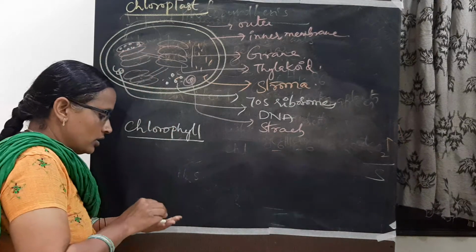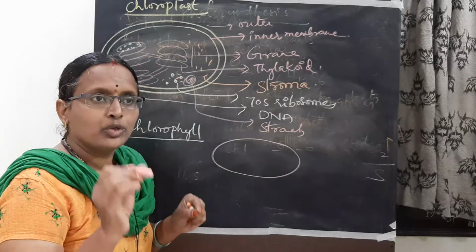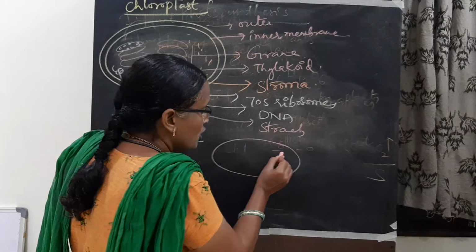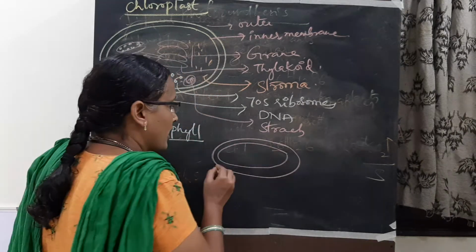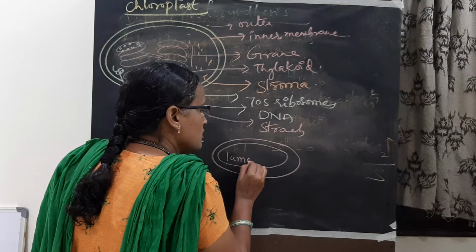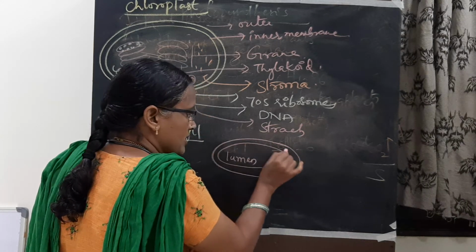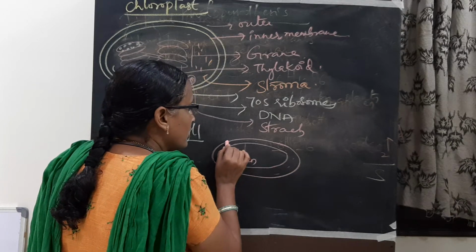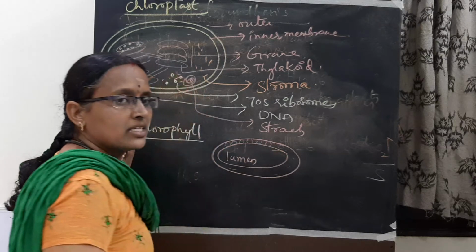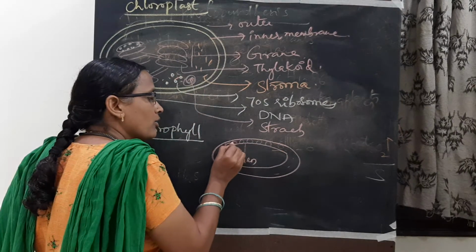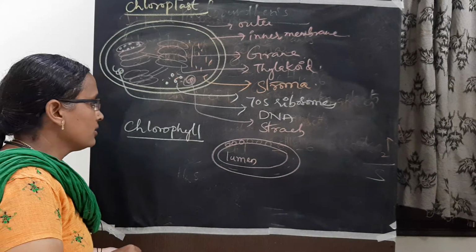We know that if you take a single thylakoid, it is a double membrane, and the space inside the thylakoid is known as lumen, with an outer membrane and an inner membrane. In this membrane, our pigments, that is chlorophyll pigments, are present on the thylakoids.